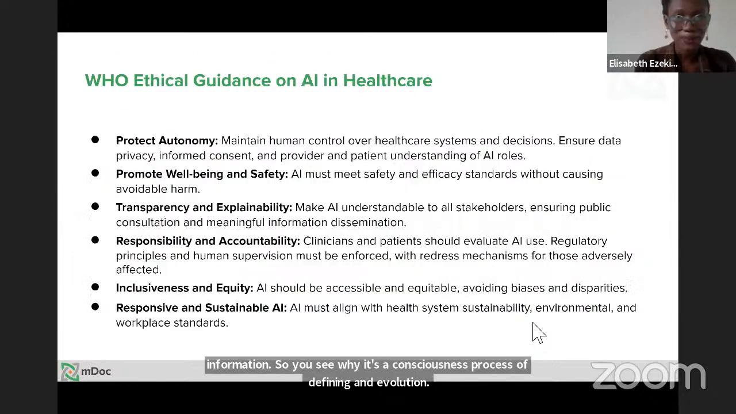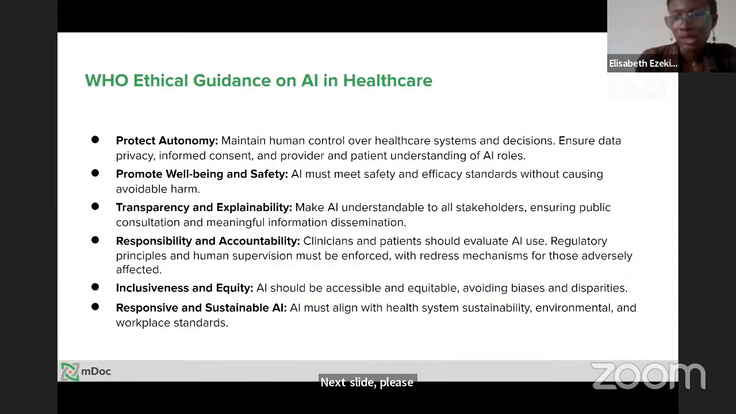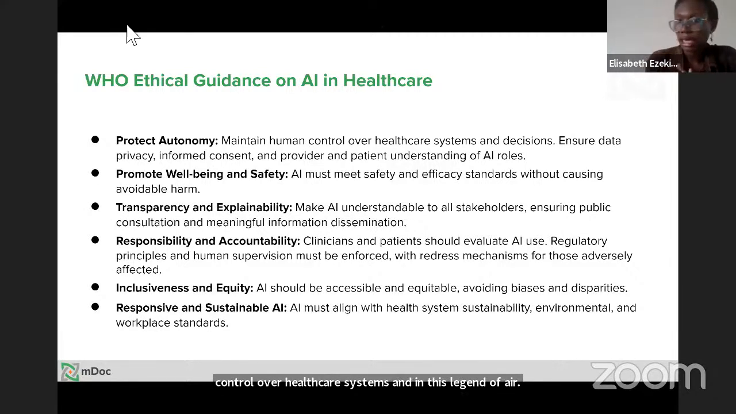Next slide, please. It's very important that we also look at the World Health Organization's ethical guidance on utilization of AI in healthcare. Like I've established earlier, first we need to protect autonomy. It's so important that we maintain human control over healthcare systems and decisions in the utilization of AI. So in the deployment of AI tools, AI models, in any aspect of healthcare delivery or the healthcare workers' delivery of care, we must ensure that there is human oversight.